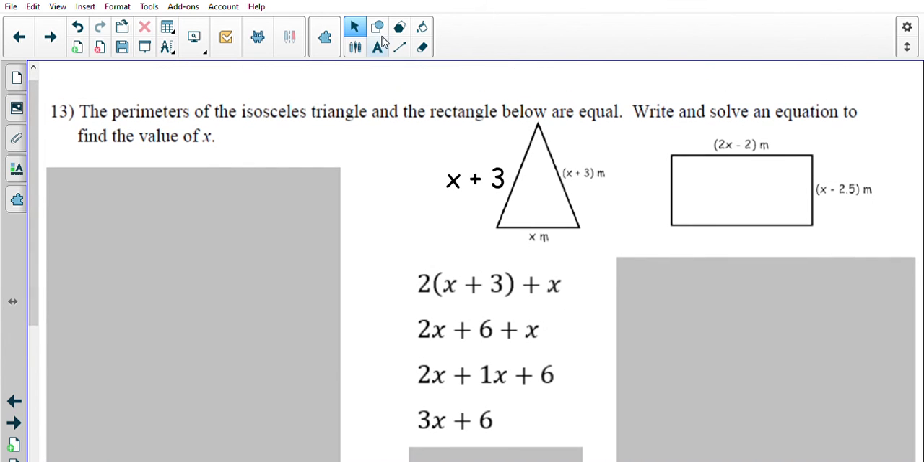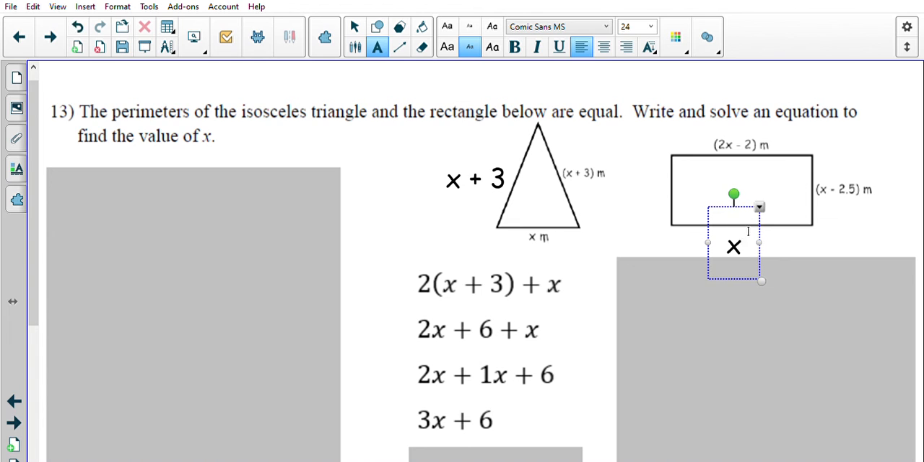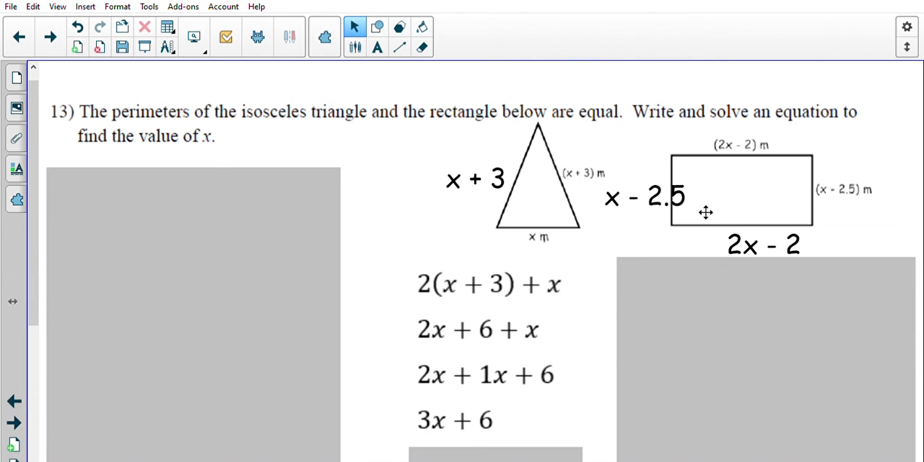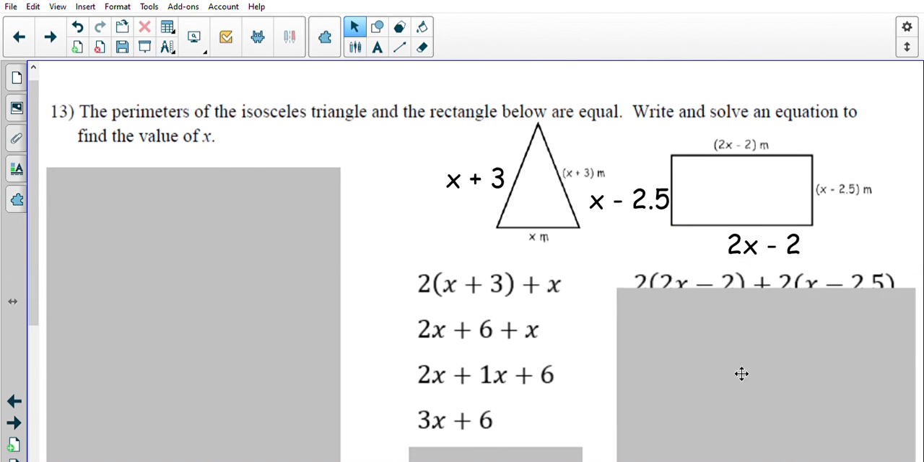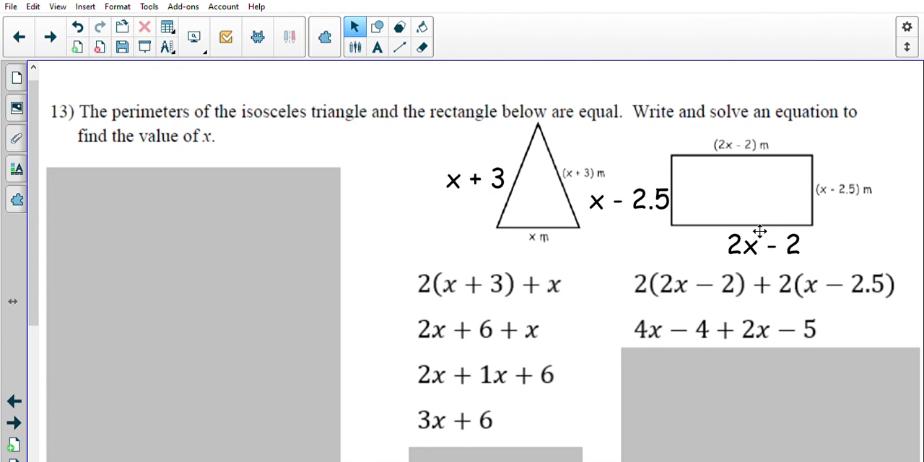For a rectangle, we can keep in mind that this side is also going to be 2x minus 2. This side is also going to be x minus 2.5. What I did, though, was I did 2 times the 2x minus 2 plus 2 times the x minus 2.5. That gets me 4x minus 4. 2 times 2x is 4x. 2 times 2 is 4. Plus 2 times x is 2x. And 2 times 2.5 is 5. So I have 2x minus 5.